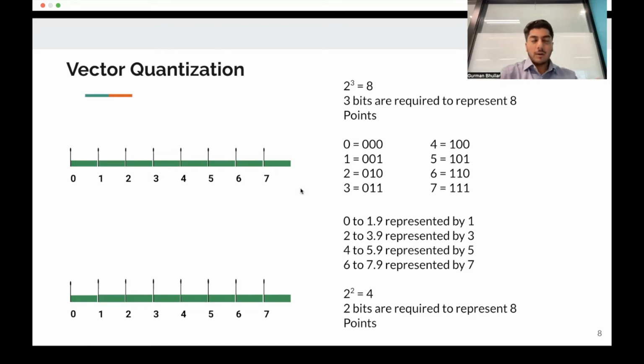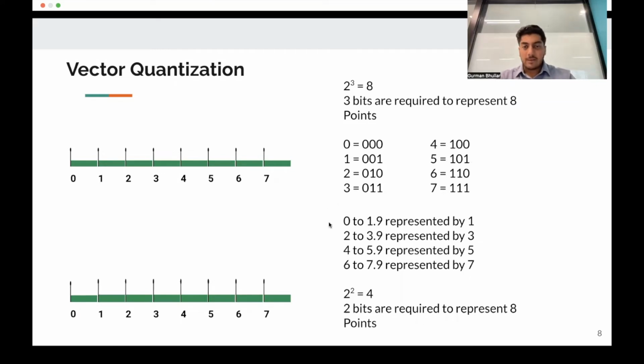So okay, if I say I want to represent all these 8 numbers separately as an individual quantity, then we need like 3 bits to represent all these 8 points. We have given a representation right over here. And okay, now I say I don't want to represent each and every number individually. I want to represent a set of numbers by a particular value.